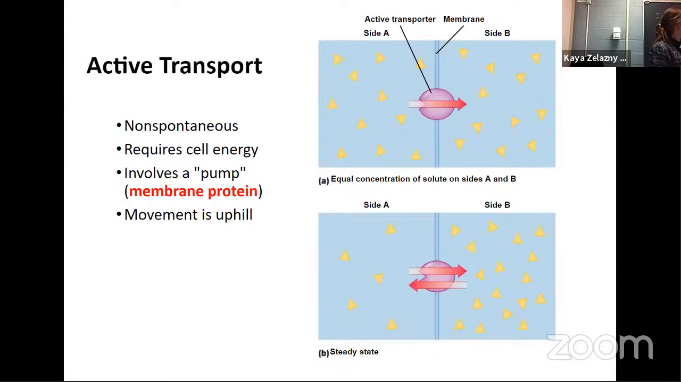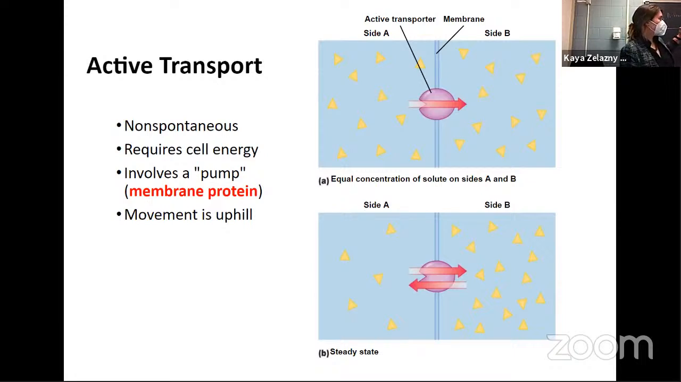So they are transporters, they are membrane proteins. But when we refer to them as a pump, a pump, you have to actually do something to it to make it move. So if you see something referred to as a pump, you should immediately think active transport.